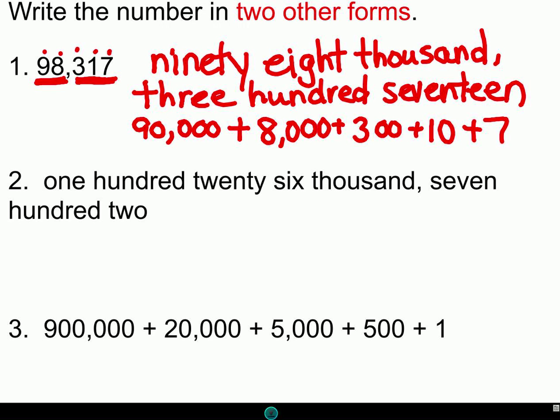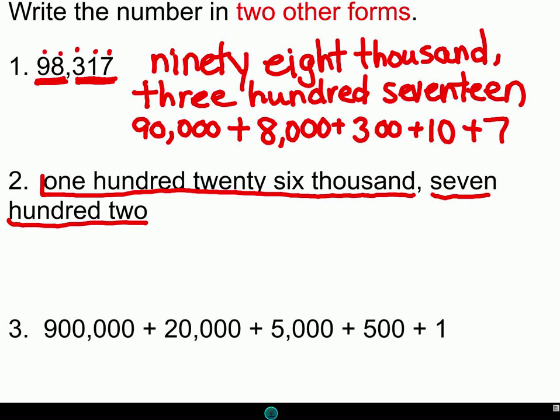All right, moving on to number 2. Obviously, I see words, so they gave us word form. Now, here's one thing I suggest. If they give you word form, put it in standard form first before you do expanded. So from words, do standard, then expanded. All right, so I'm going to read this. This says 126,702. All right, so let's start building our number.